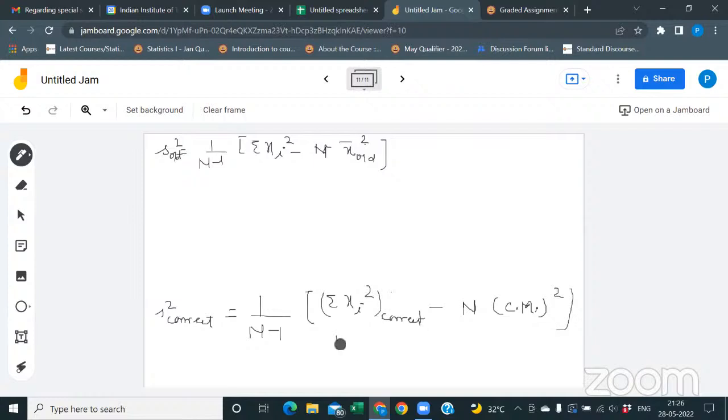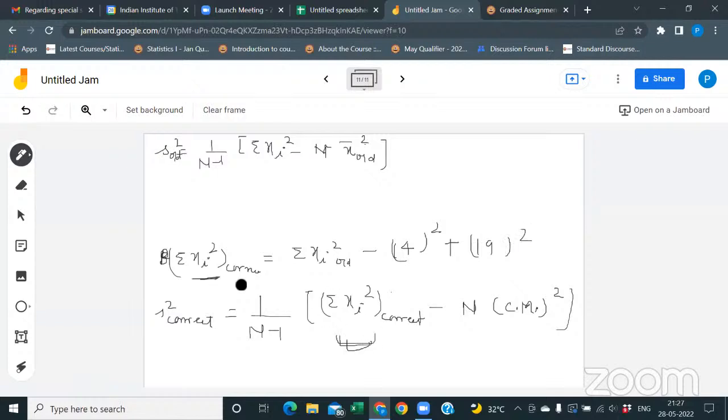Now, for calculating this correct one, you must know the summation of xi square correct, equal to summation of xi square, I mean old one, minus square of the wrong observation plus square of the correct observation. Okay? Yes, sir. From here you will know the summation of x square, correct one, and you know the corrected mean from the previous question. Now what is new here? You have to calculate this one.